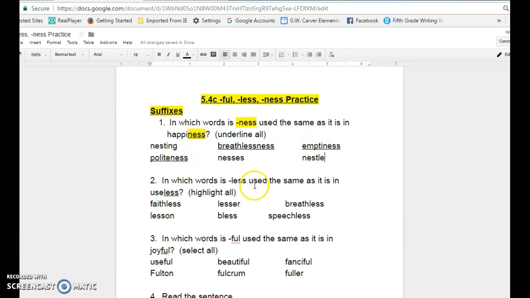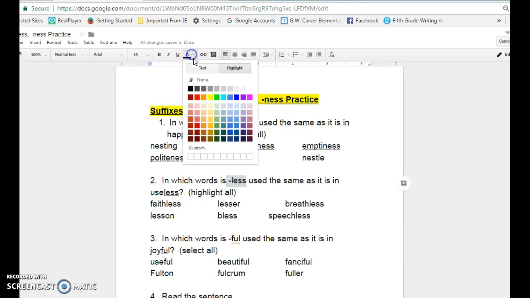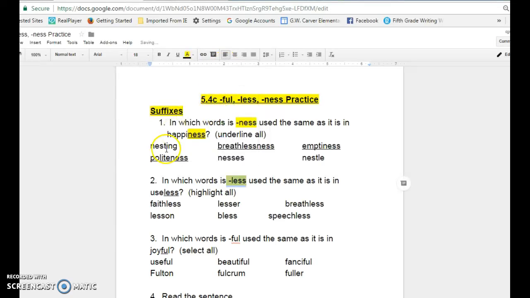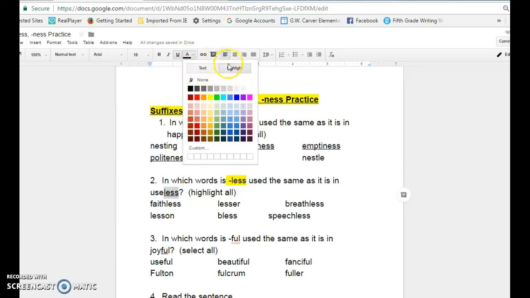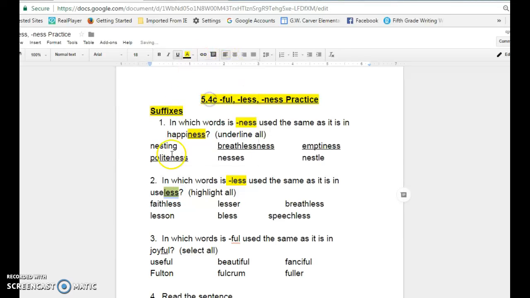Number 2, in which words is less used the same as it is in useless? So again, we are looking at a suffix because it is after the base word. And you should be asking yourself, what does it mean? Useless. Well, we know from our word study that it means without. So without use. If something is useless, it's without use. Faithless. Does that mean without faith?